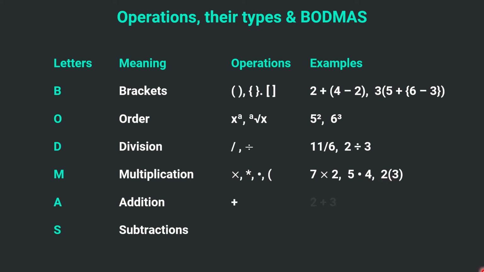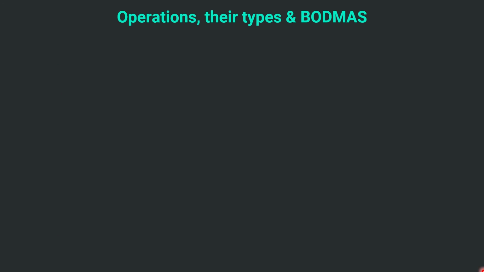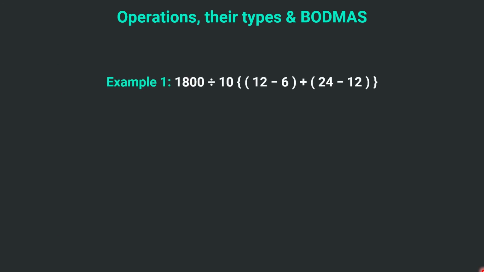Then we have addition, simply 2 plus 3, and then we have subtraction, that means subtracting one number from another. So this was the brief introduction for the BODMAS. Now we will see some of the examples so that we can have a grip on the BODMAS rule. So in the first example, this is your first example.